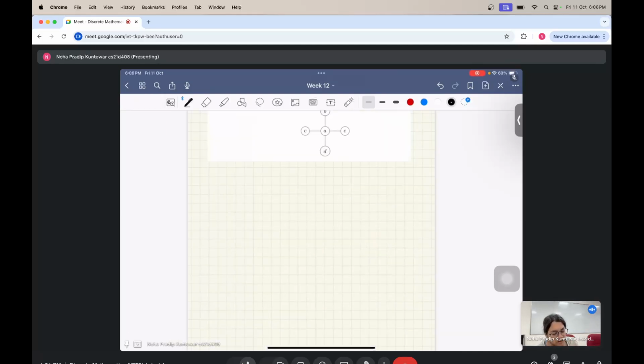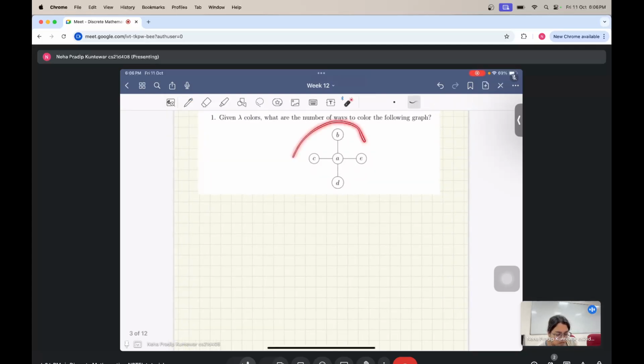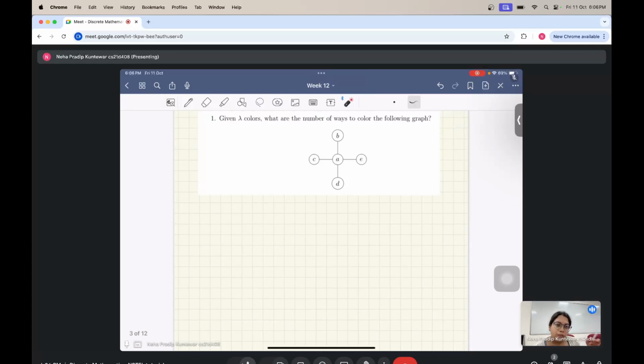So let's look at the first one. Let's say you're given this graph here. This kind of graph is what is called a star graph, where you have a vertex in the center and then you have edges going outside. So the question that we're asking is, if you have lambda colors at your disposal, then in how many ways can you properly color this graph?